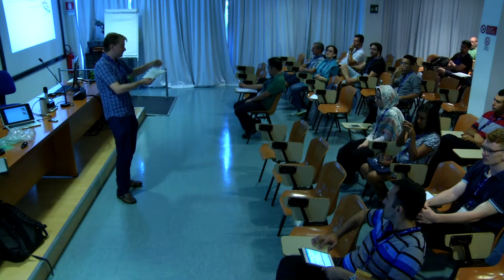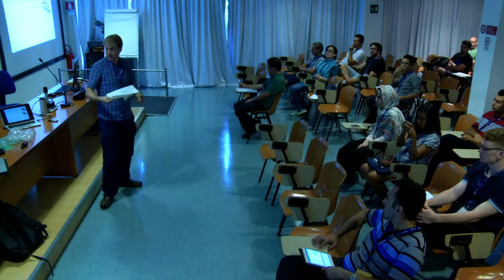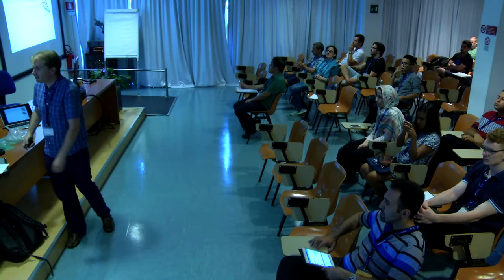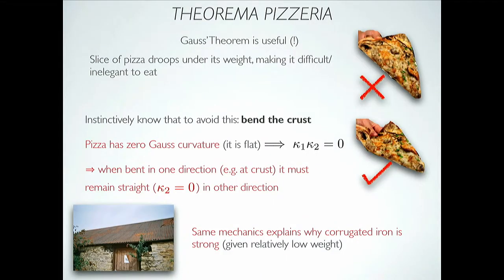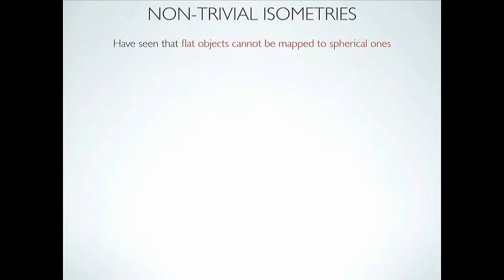Okay, so then this direction stays flat, and I can eat my pizza. This is the same idea that's used to make corrugated roofs. The idea is that if you induce some curvature in one direction, it becomes very difficult to bend in the other direction, and that gives you very strong materials with very low weight.